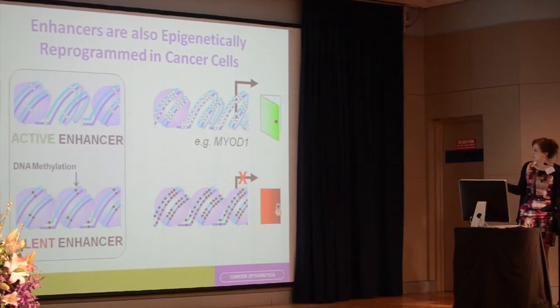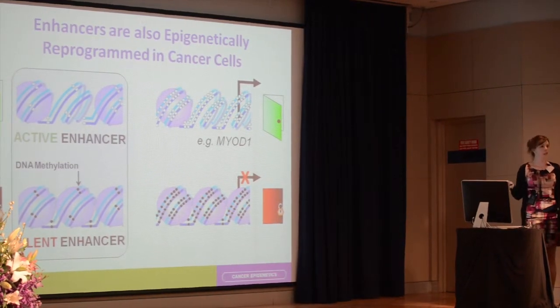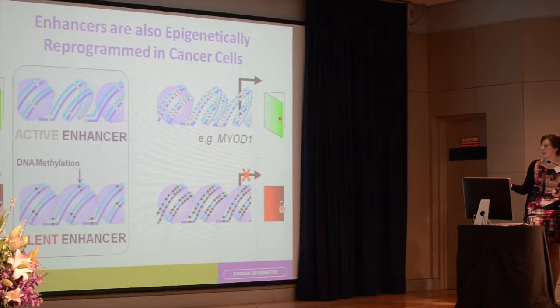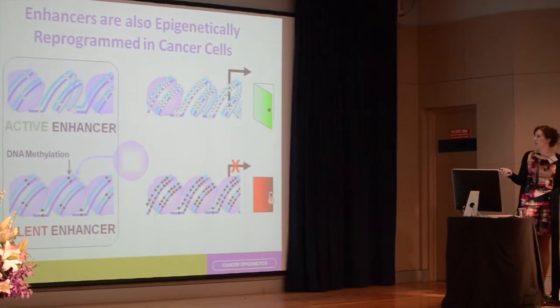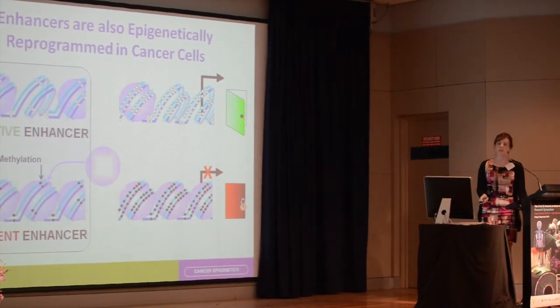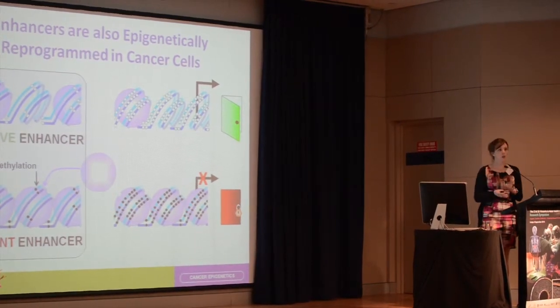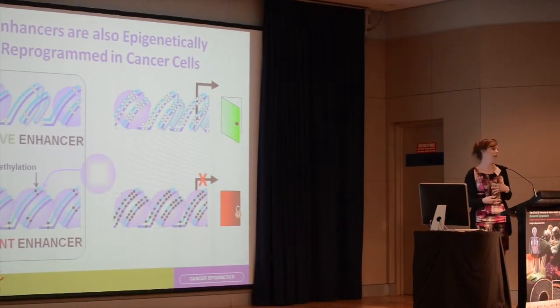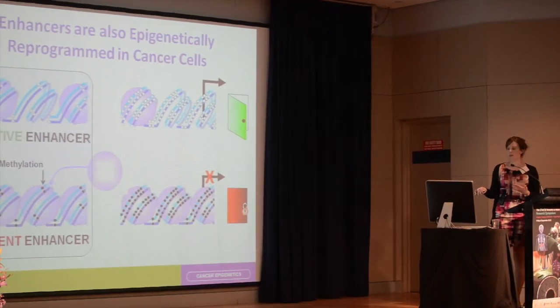And so what we can see, using MyoD as an example, is that in fact the MyoD enhancer also becomes DNA methylated, similarly to what we saw at the promoter. And we also see this nucleosome popping right in here at the center of the enhancer, closing this nucleosome depleted region and blocking access to all of the other transcription factors and other proteins that might bind to allow this gene to normally be expressed.